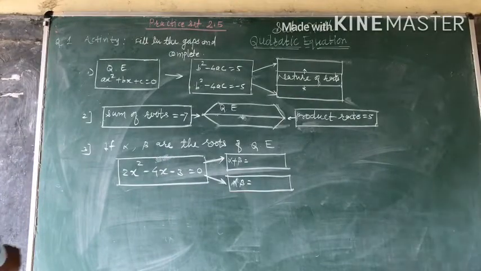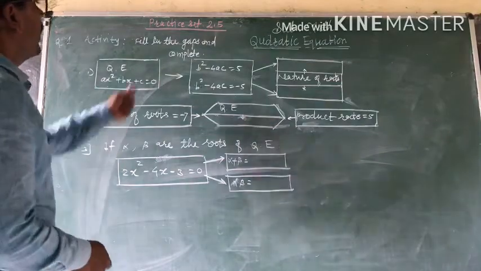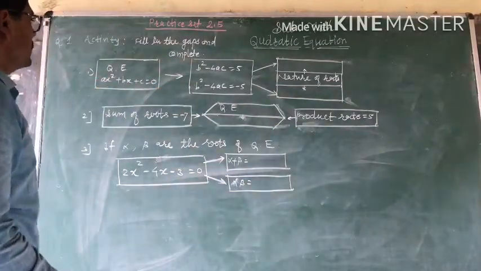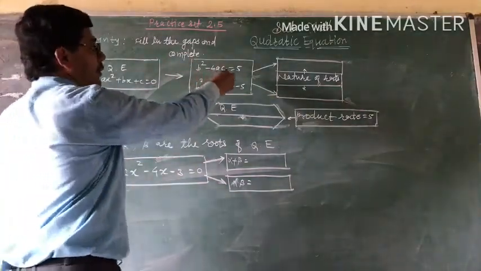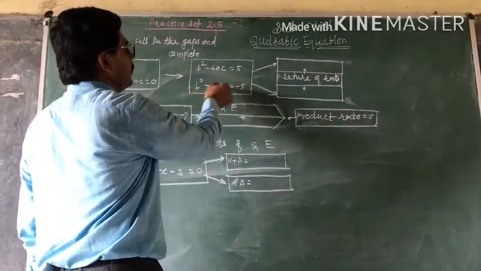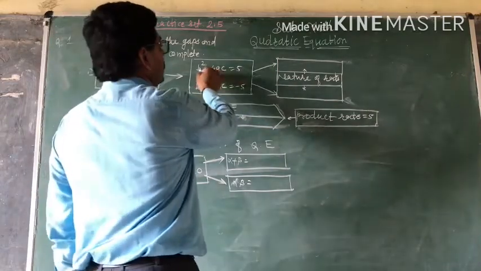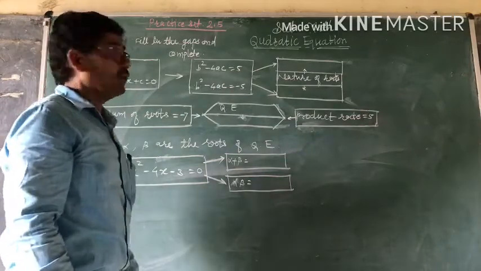Here is the first example in the practice set activity. Fill in the gaps and complete. Here is the quadratic equation ax square plus bx plus c, and the value of b square minus 4ac is equal to 5. This value, 5, is greater than 0.